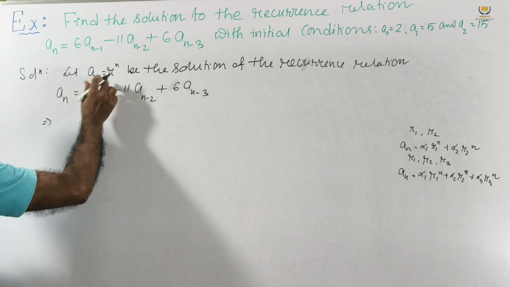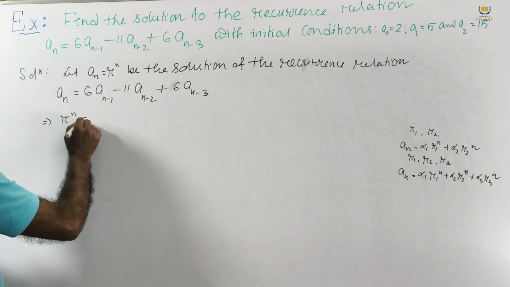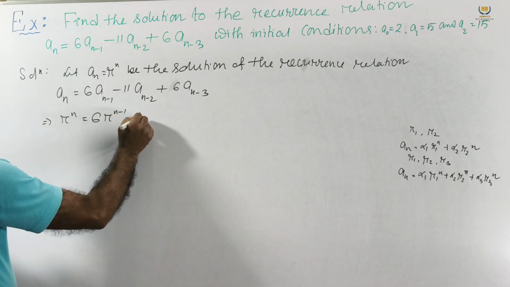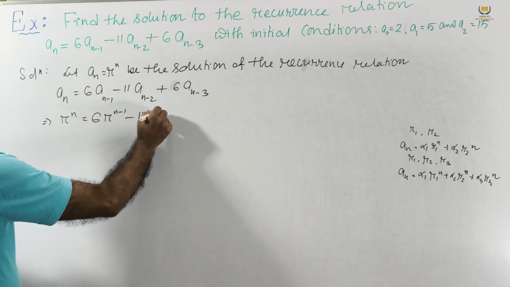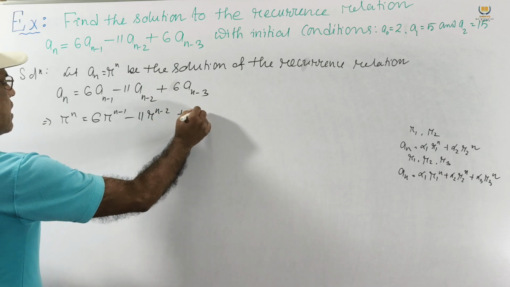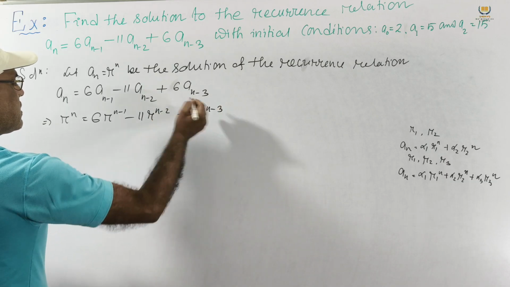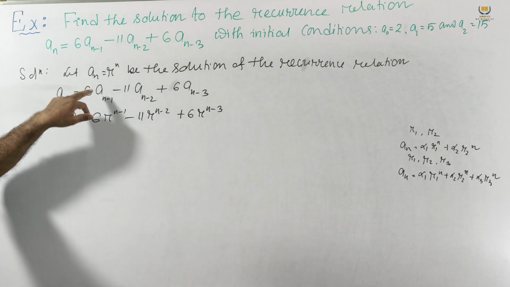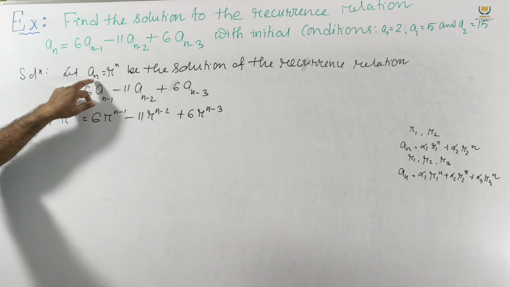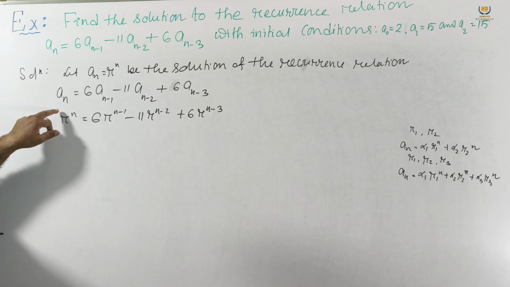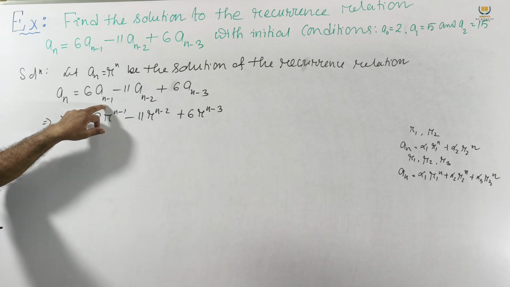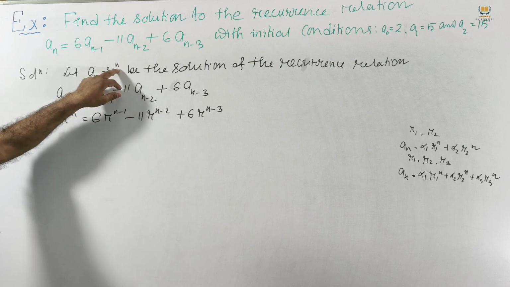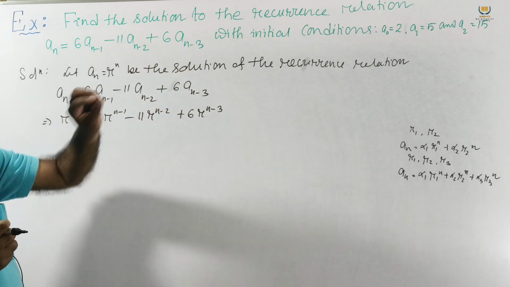For a_n we write r to the power n. For a_(n-1), we write r to the power n minus 1. This is r to the power n minus 2, and 6 r to the power n minus 3. We get this just by replacing a_n and putting r to the power n. The suffix is n, so the power is r to the power n. For a_(n-1) the power is r to the power n minus 1, for n minus 2, r to the power n minus 2, and for n minus 3, r to the power n minus 3.